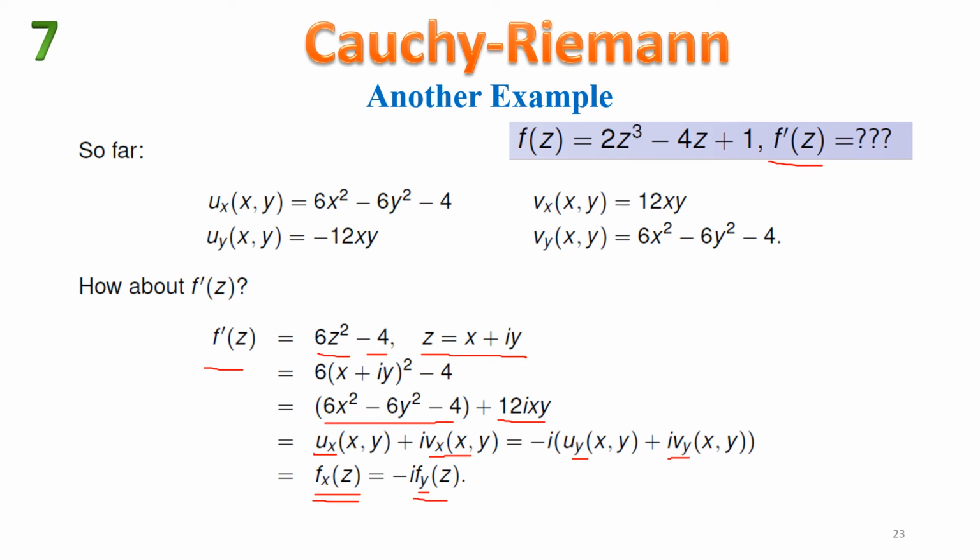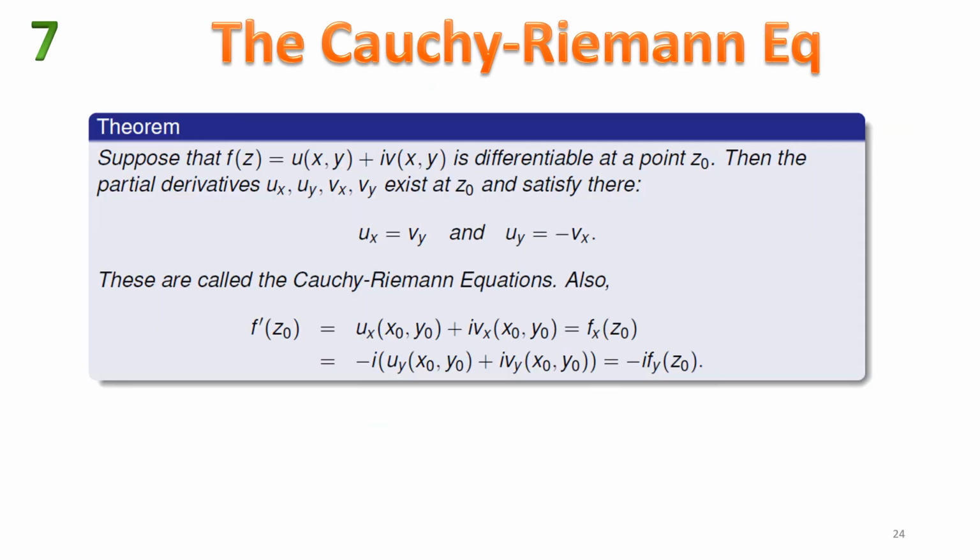This is a very interesting finding. So these conditions we were discussing are not coincidence. There is a theorem behind it. Now, let us suppose that we have a function f equal to u plus iv. This function depends upon z, and u and v depend upon x and y, and f is differentiable at a given point z0.